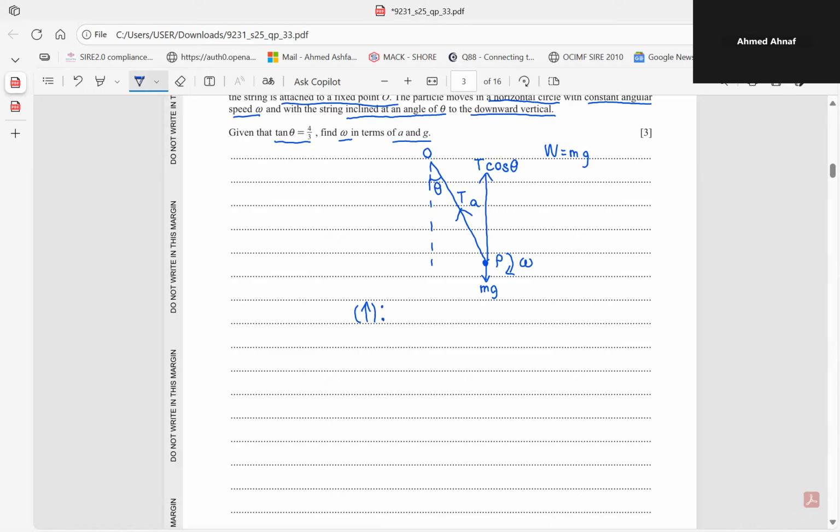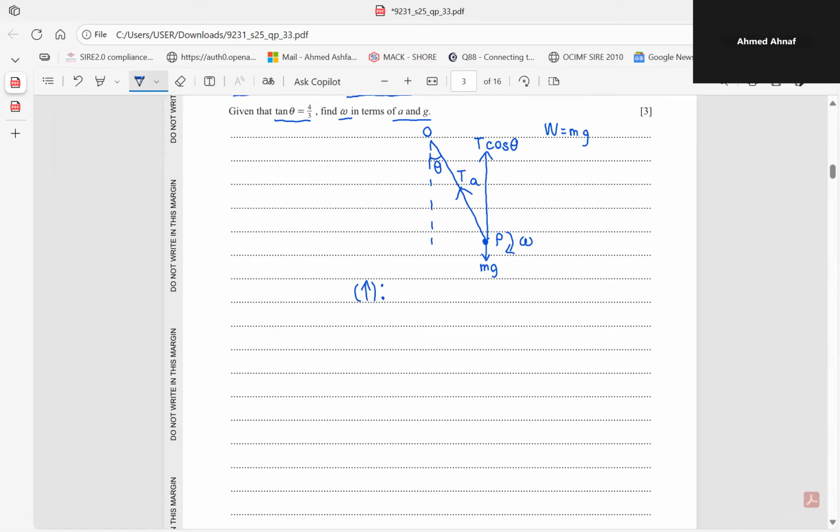And for circular motion, since only the horizontal velocity is changing, like the direction is changing, the centripetal acceleration is only acting towards the center of the circle in the horizontal plane. So the vertical forces must be in equilibrium. So let's equate those. Okay, so this is our equation one.